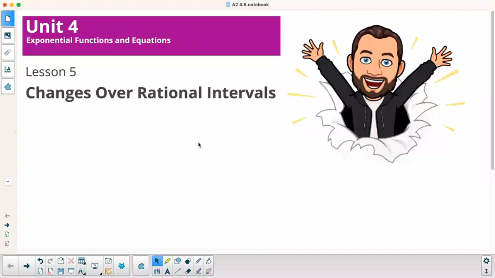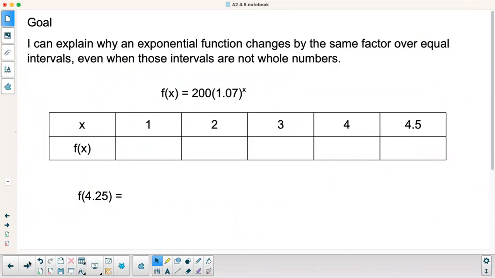Okay, Illustrative Math, Unit 4, Lesson 5 is called Changes Over Rational Intervals. Okay, so our goal today is: I can explain why an exponential function changes by the same factor over equal intervals, even when those intervals are not whole numbers.